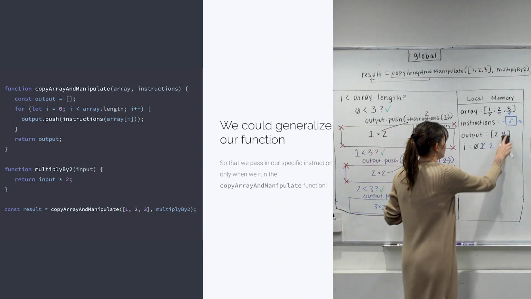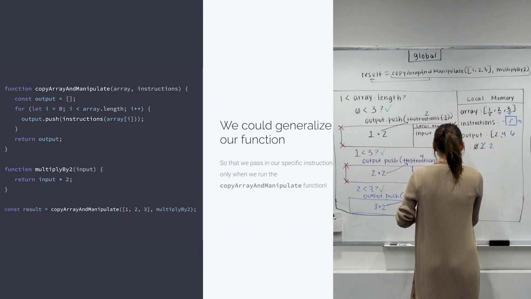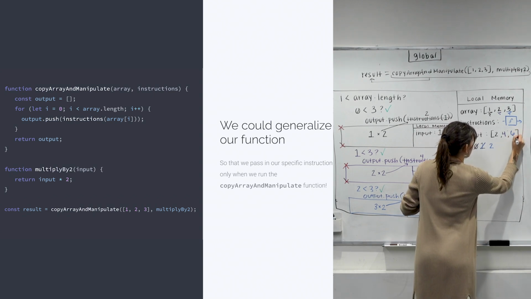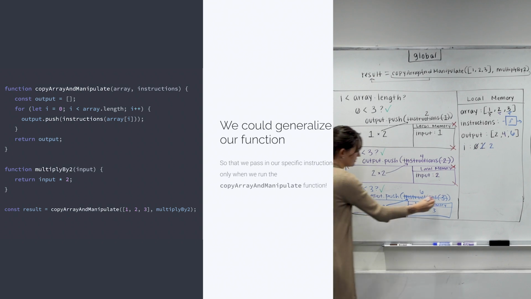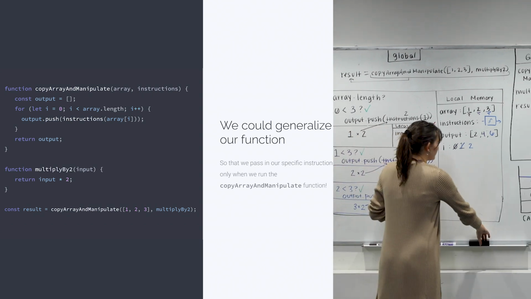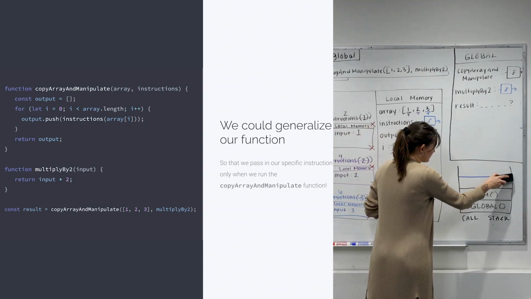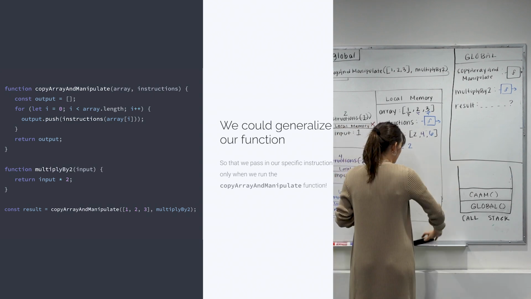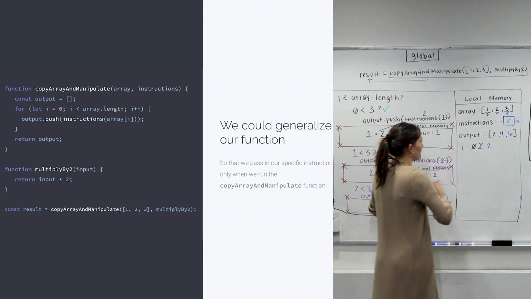We're storing that output. Cool. All right, so we're done with the code in here. So what do we do with this? We garbage collect. Absolutely. We garbage collect that. All right, what else do we got to do? So now we're checking the condition. Before we do that, we're popping. Absolutely. Now we're back in the execution context of copy array and manipulate. So now what do we do? We increment i. Awesome.